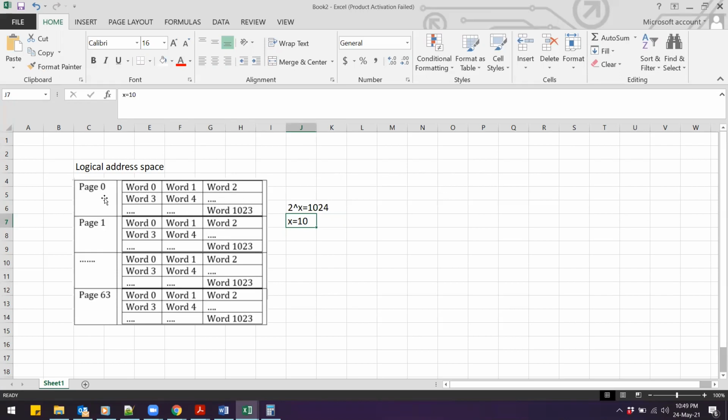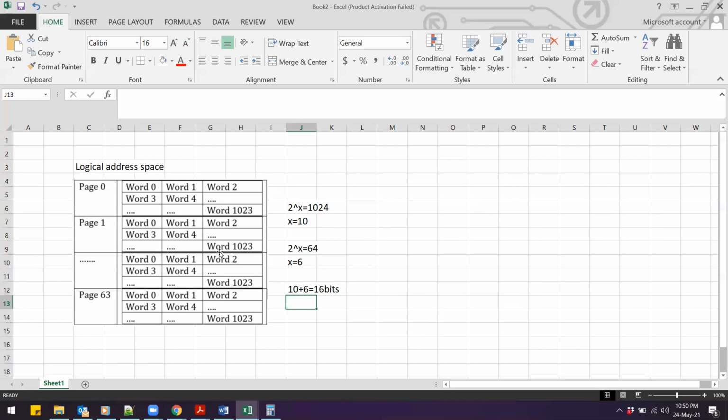Then what about the page number? There are 64 pages. So how many bits do we need to represent 64? That is 2 power x is equal to 64. So x is equal to 6. So we need 10 bits to represent each of these words, and we need 6 bits to represent each of these pages. So in total, in the logical address space, there will be 10 plus 6 equals 16 bits, and using 16 bits, we can address any of these words in any page.